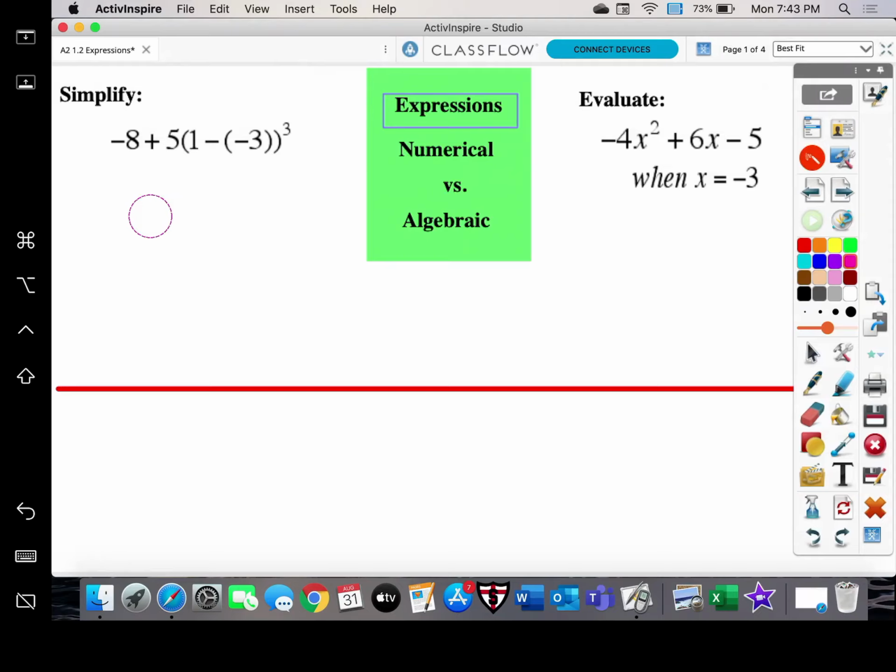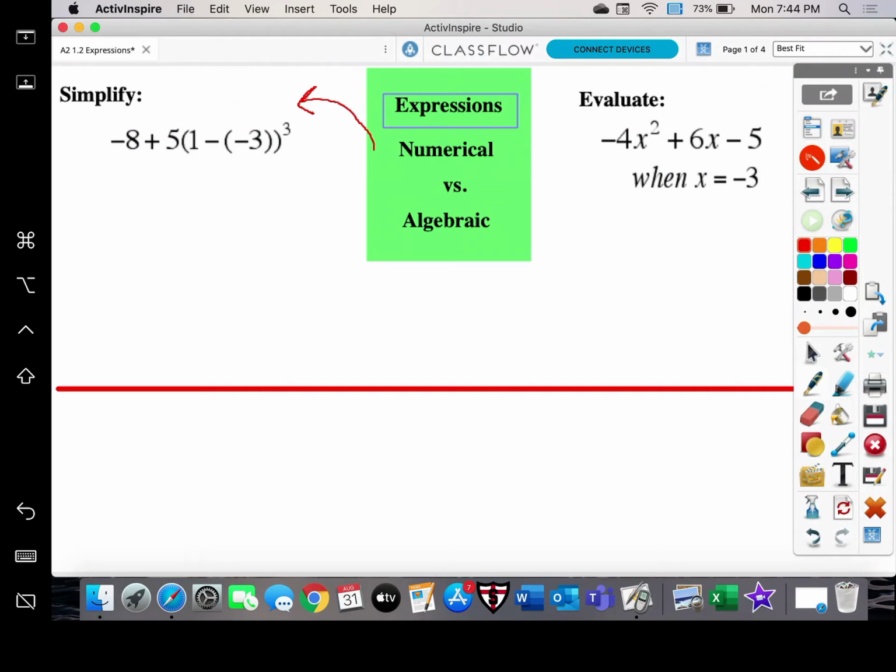About the difference between a numerical expression and an algebraic expression and how we evaluate each of them differently. When we're talking numerical expression, it means there are only numbers. So this one over here on the left is a numerical expression. To simplify them, we follow the order of operations and get our answer.